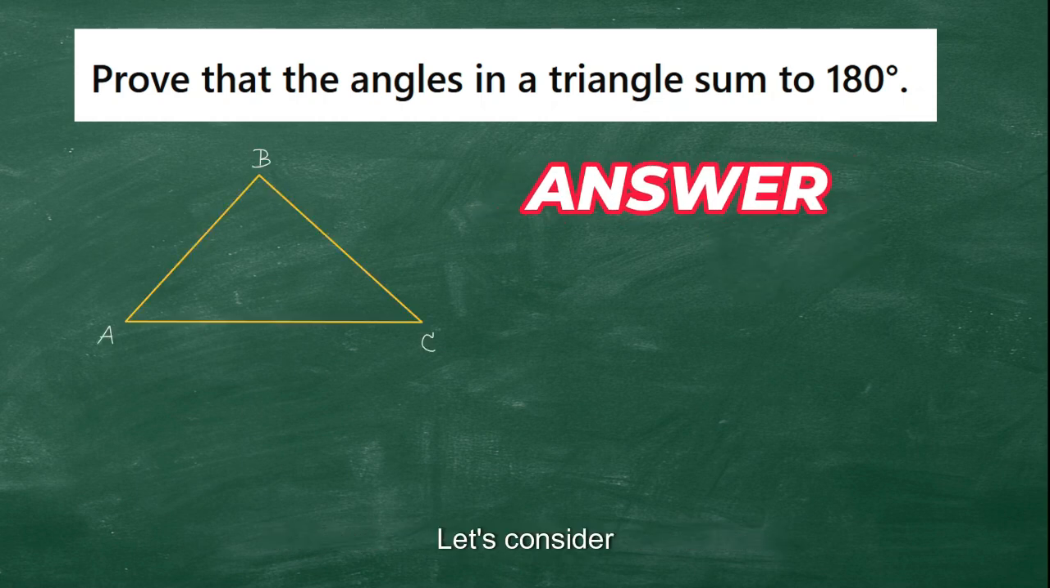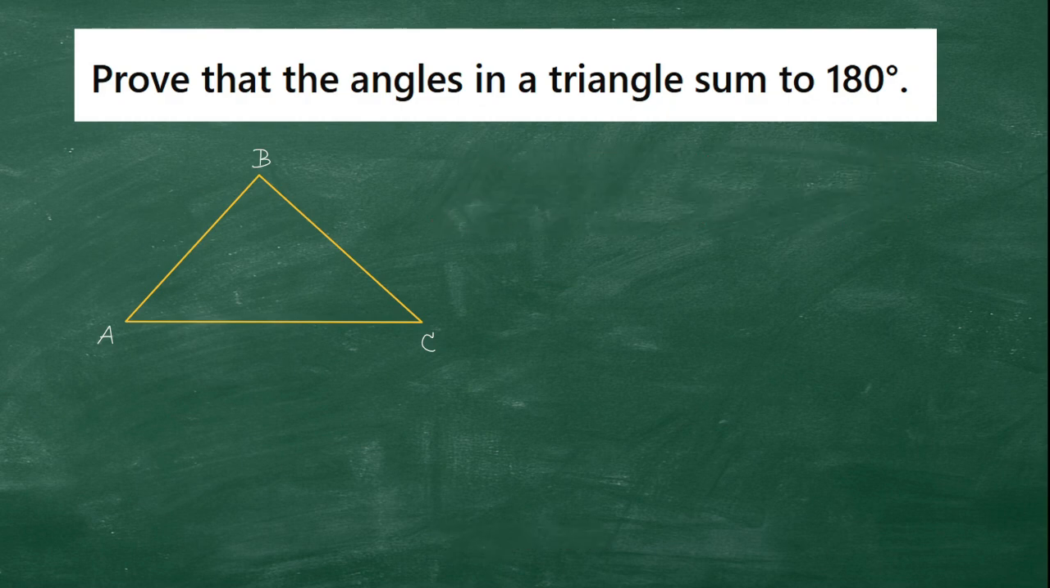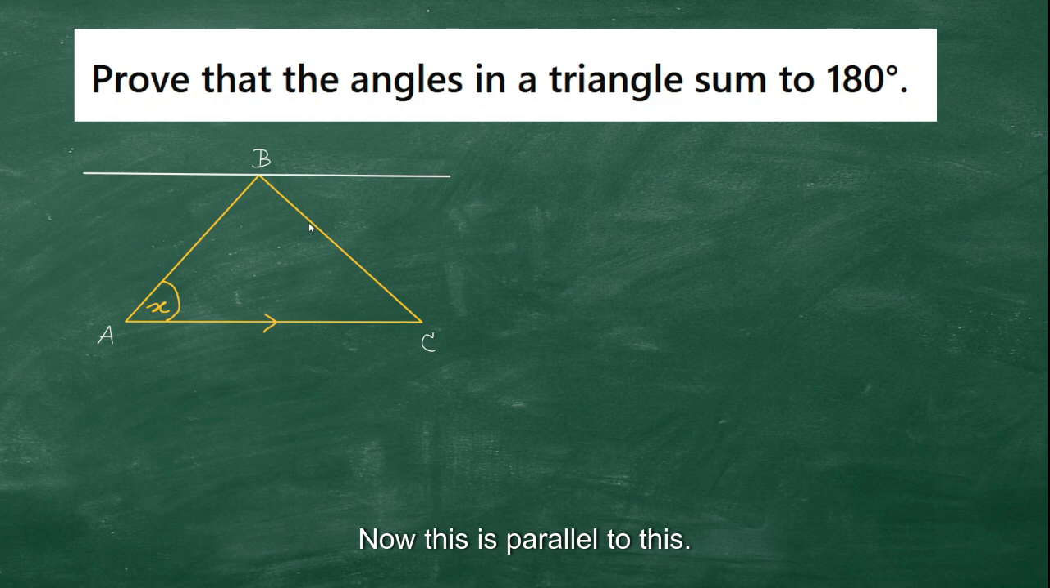Let's consider triangle ABC. Now, to do this one, I'm going to draw a line through point B such that it is parallel to AC, like this. Now, let's say this is angle X. Now, this is parallel to this. So, obviously, if this is X, this is X.